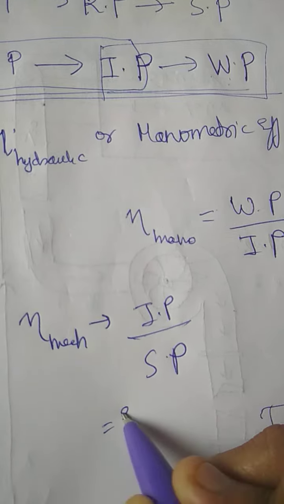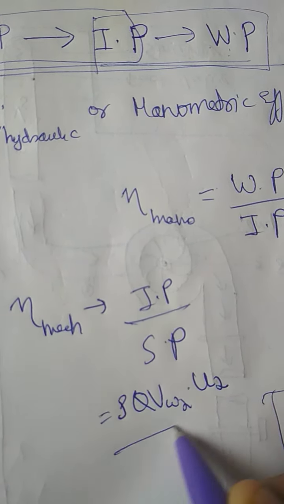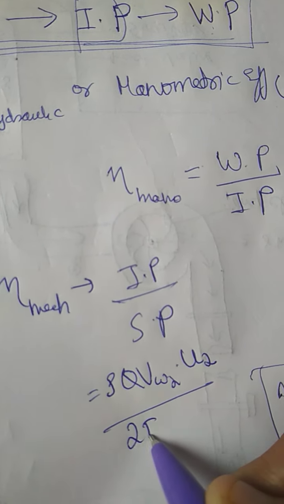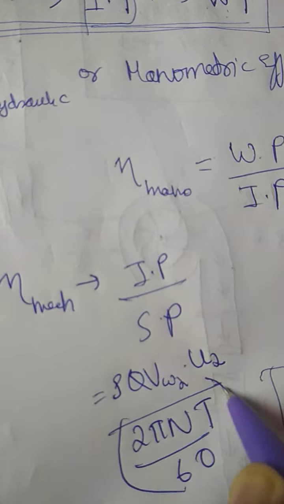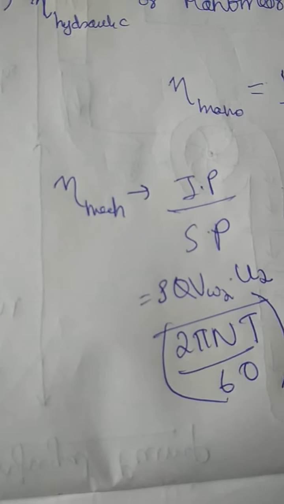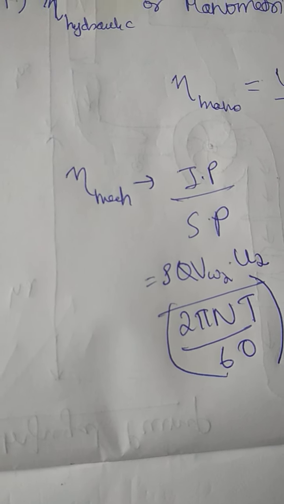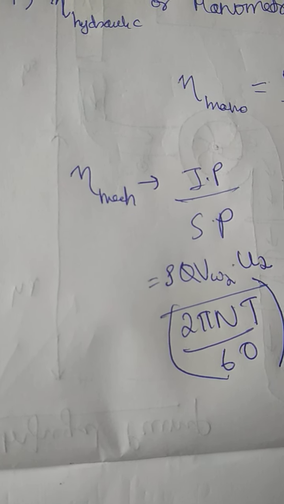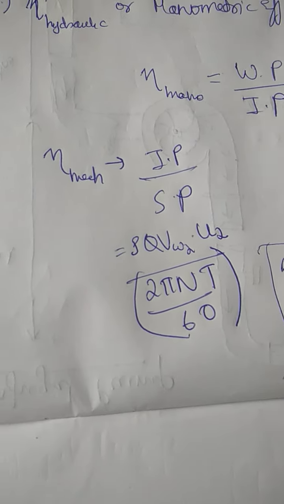Impeller power, what was the equation? We know it is rho Q Vw2 into u2. Shaft power, if you remember from the design aspect, we have learned is 2 pi NT divided by 60. So if everything is given and you are asked to find the mechanical efficiency, you should be able to do it. Shaft power is always 2 pi N into T by 60, where T is the torque on the shaft and capital N is the speed of the shaft in rotations per minute.